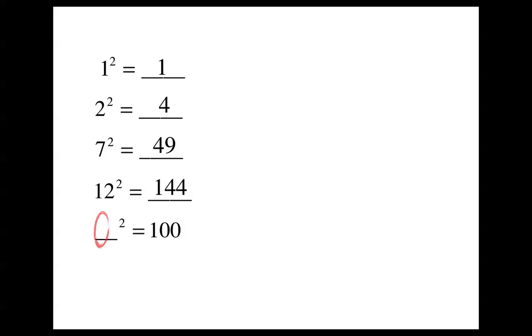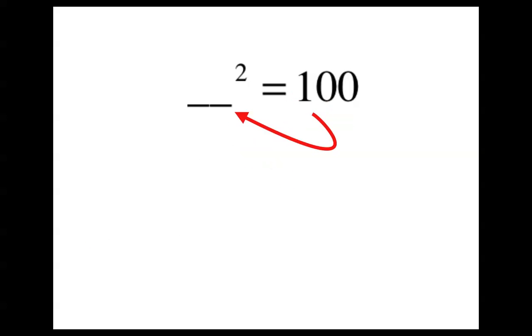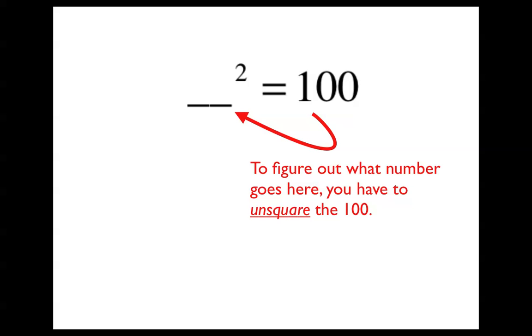The thing about this last one, though, is we're not squaring 100. We're not going to do 100 times 100. We're trying to figure out what times itself makes 100. And in order to figure out what that number is that should go in the blank spot, you kind of have to unsquare the 100, don't you? You have to try to go backwards in your mind. What times itself? Well, I know 5 times 20. No, that's not it. 2 times 50. No. 4 times 20. Oh, 10 times 10.